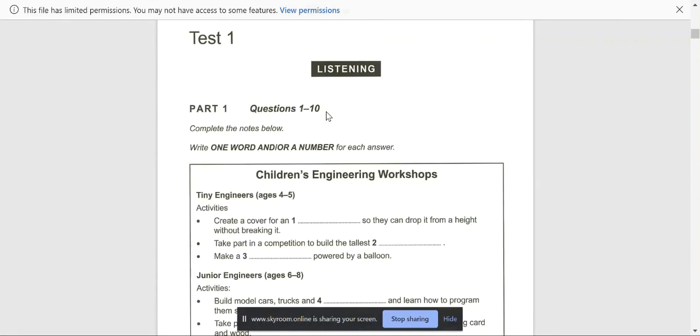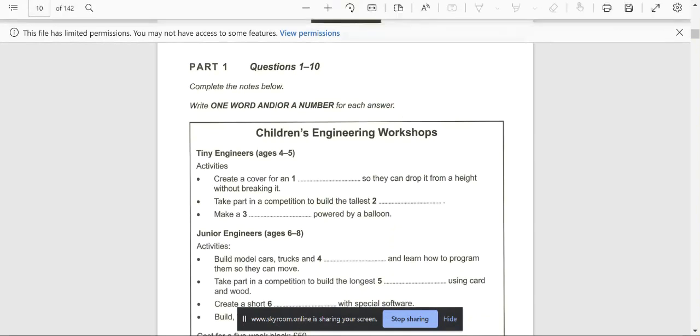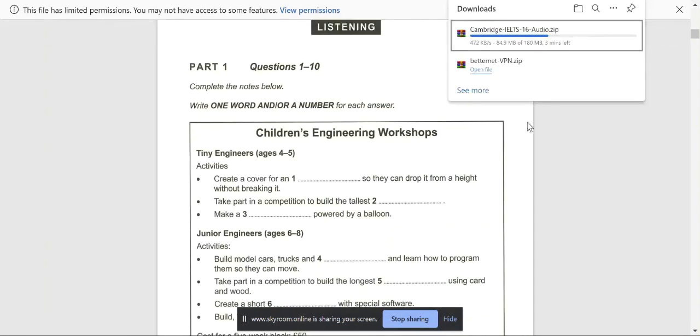Okay. Task 1, listening. Questions 1 to 10. Complete the notes below. Look. Write one word and or a number for each answer. Okay. I'm waiting for this one to download.